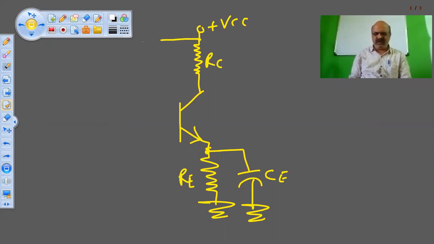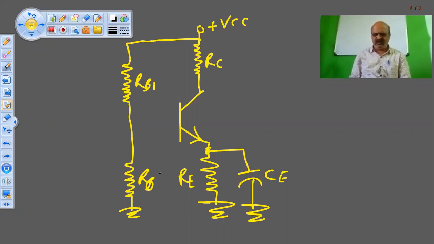Correct? So I will connect the voltage divider bias network here. This is RB1 and this is RB2.